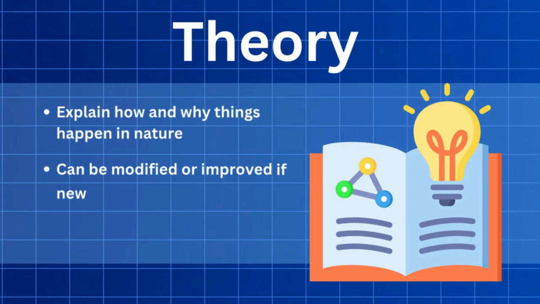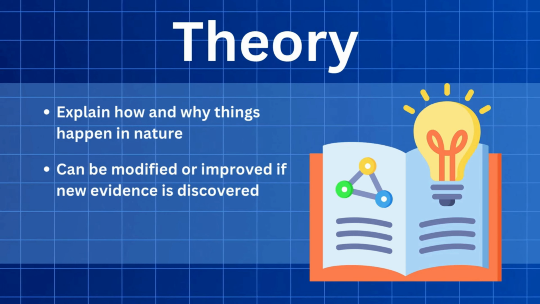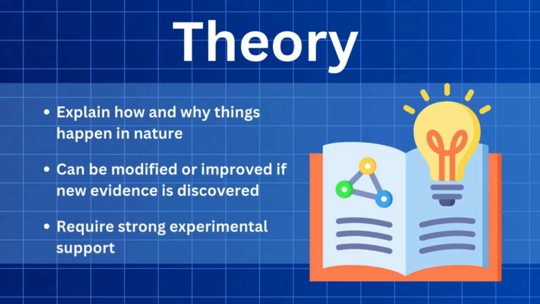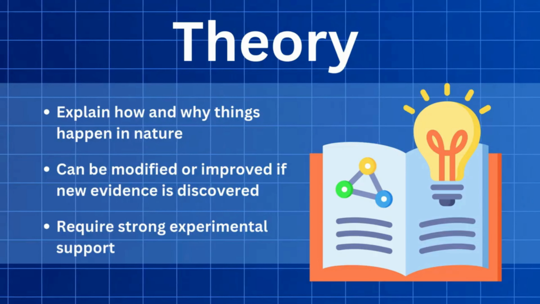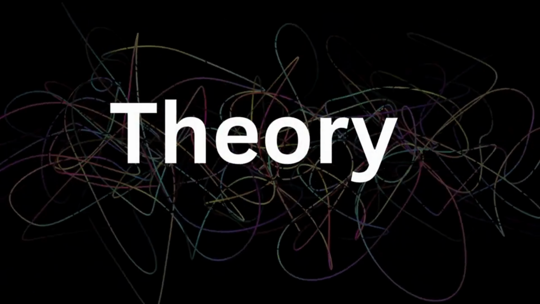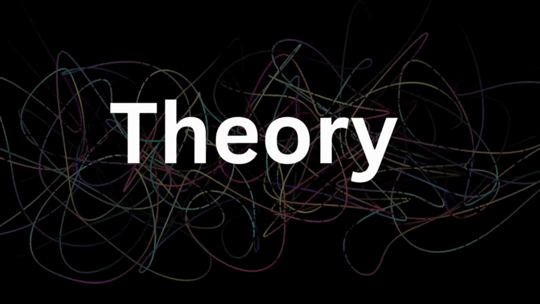They can be modified or improved if new evidence is discovered, but they are never accepted without strong experimental support. Examples include the theory of evolution and the cell theory. A theory represents one of the highest levels of scientific understanding.